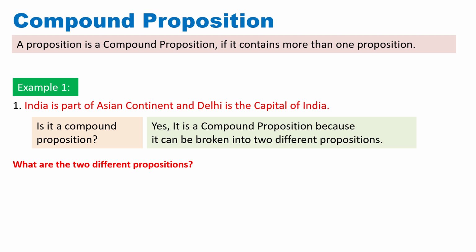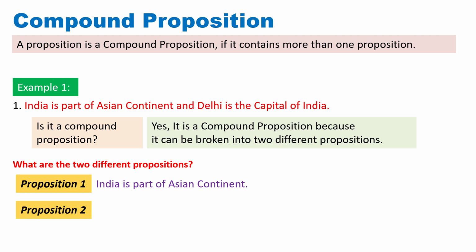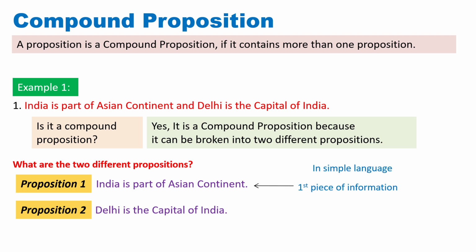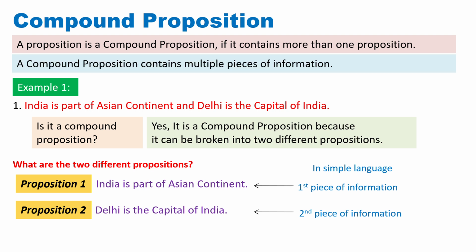So, what are those two different propositions? Proposition 1 is India is part of Asian continent. Proposition 2 is Delhi is the capital of India. In simple language, Proposition 1, India is part of Asian continent, is the first piece of information, and Proposition 2, Delhi is the capital of India, is the second piece of information. So, a compound proposition contains multiple pieces of information.